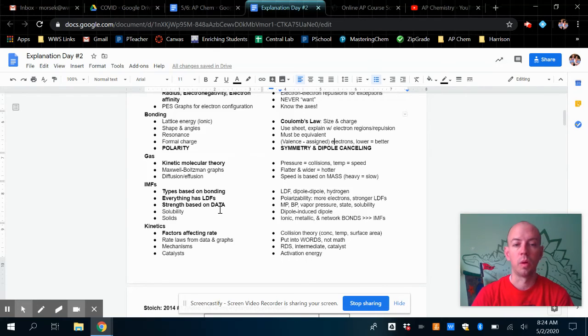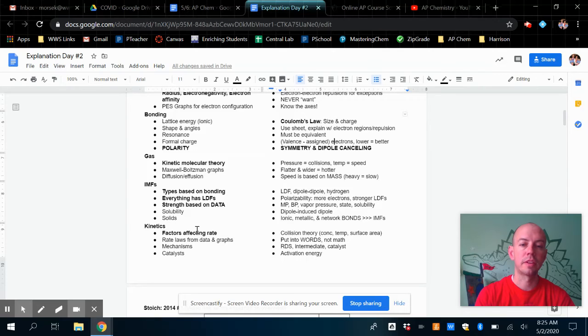My all caps here was when we're describing which ones are stronger, yes, we compare LDFs to hydrogen bonds, but it's really the data that proves that in this case, this is the strongest: melting point, boiling point, pressure, state, solubility, all of those things. With solubility, you're talking about the attractions you have and you break. And that's where we start to get into induced dipoles.